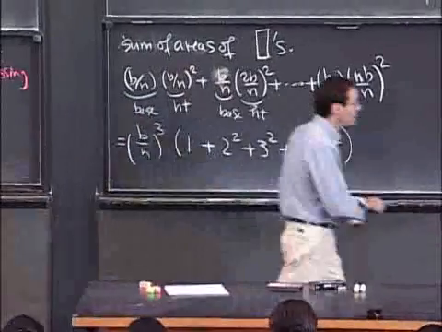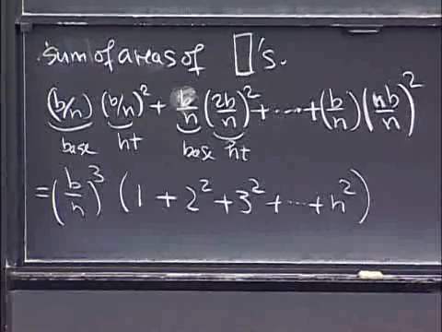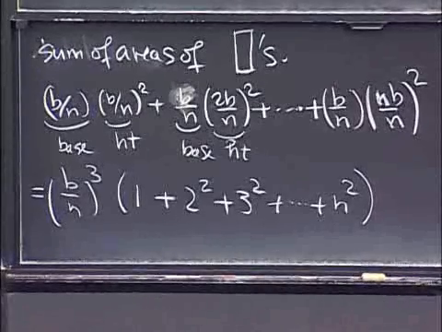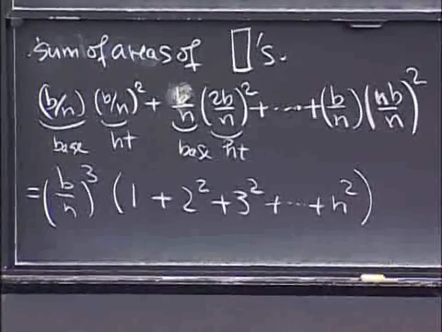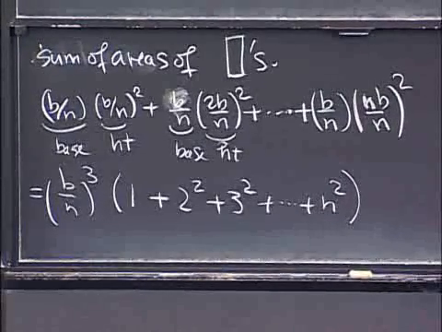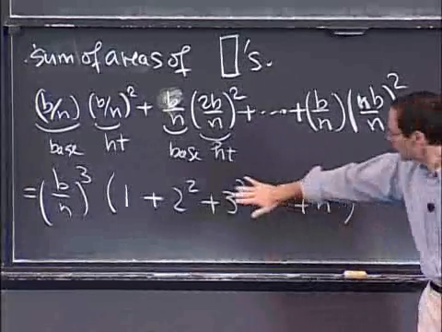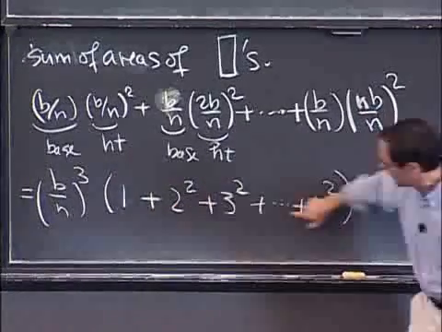Now, what I'd like to do is to eventually take the limit as n goes to infinity here. And the quantity that's hard to understand is this massive quantity here.